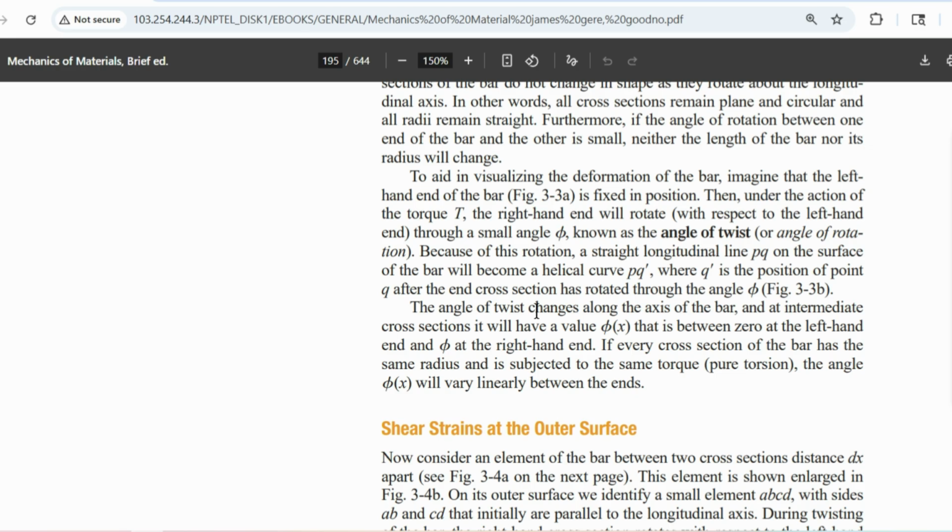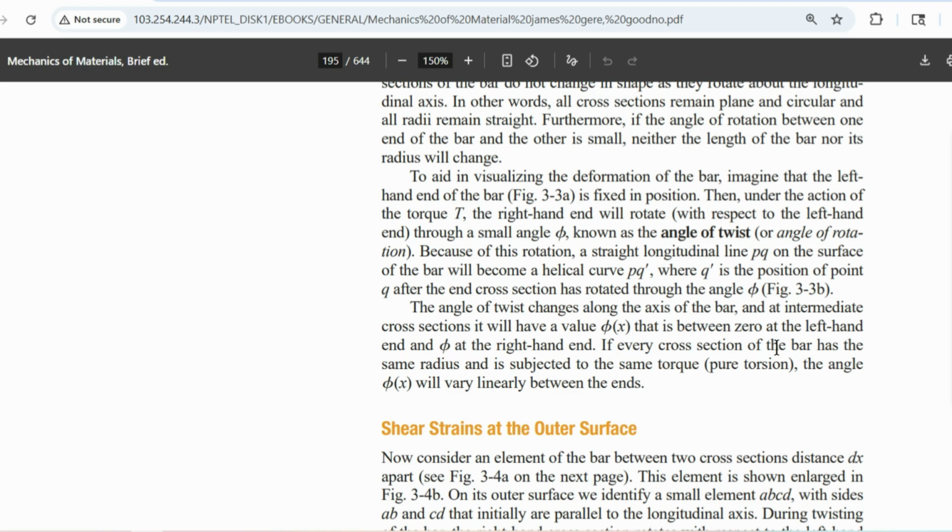The angle of twist changes along the length of the bar. That was the thing that I probably would overlook, and I'll probably still make the mistake of overlooking that in the future. At intermediate cross-sections, it will have a value of phi of x. This is between 0 at the left-hand end and phi at the right-hand end.